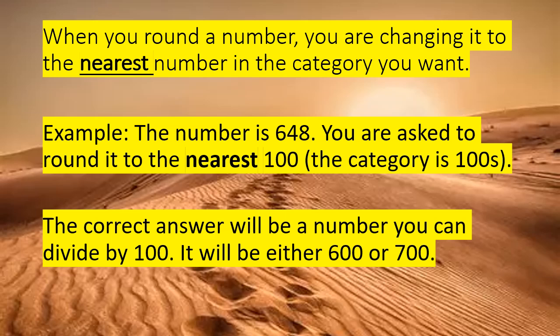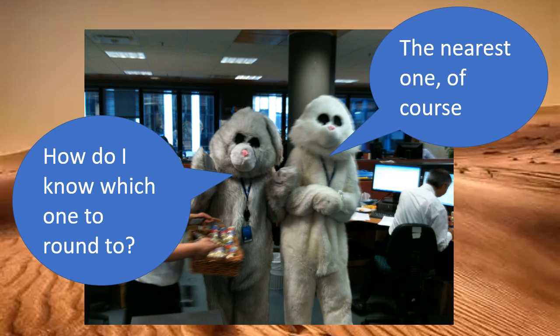So for example, if the number is 648, and you're asked to round it to the nearest 100, the category is 100s. And the correct answer will be a number you can divide by 100. So in this example, it will be either 600 or 700. So how do we know which one to round to? Duh, the nearest one, of course.